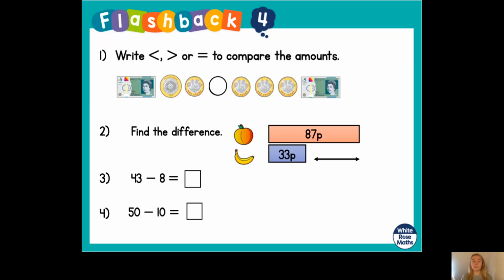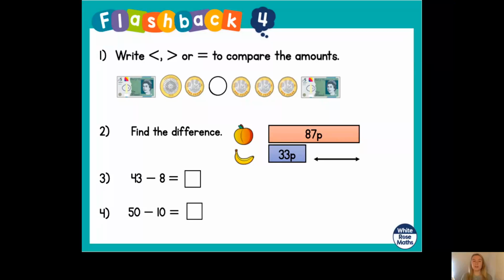Now in number three, you've got 43 minus 8. Now, are we going to need to exchange for this question if we use column subtraction? You'll have to find out. And in number four, we've got 50 subtract 10. Now, if we're subtracting 10, are the ones digits going to change or is the tens digit going to change? Okay, pause the video and have a go.